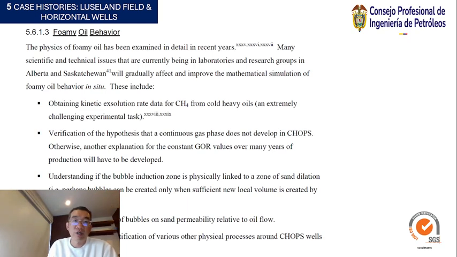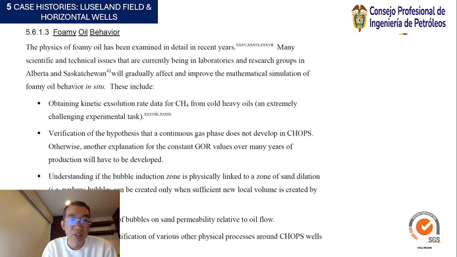5.6.1.3 Foamy oil behavior. The physics of foamy oil has been examined in detail in recent years. Many scientific and technical issues that are currently being studied in laboratory and research groups in Alberta will gradually affect and improve the mathematical simulation of foamy oil behavior.